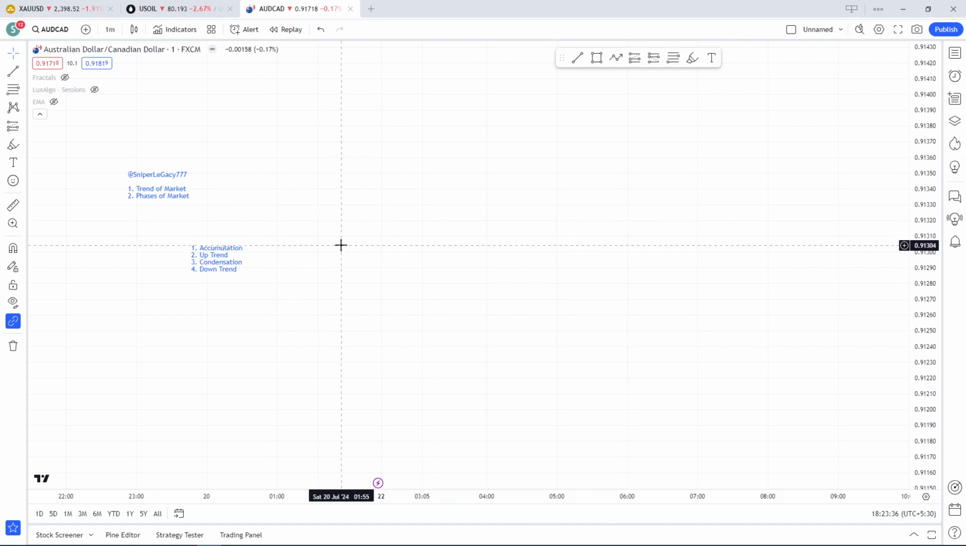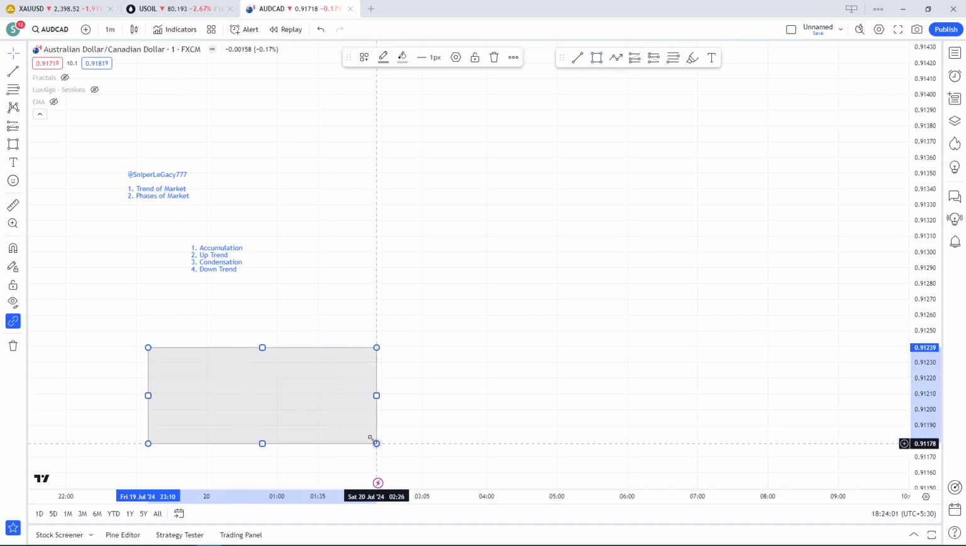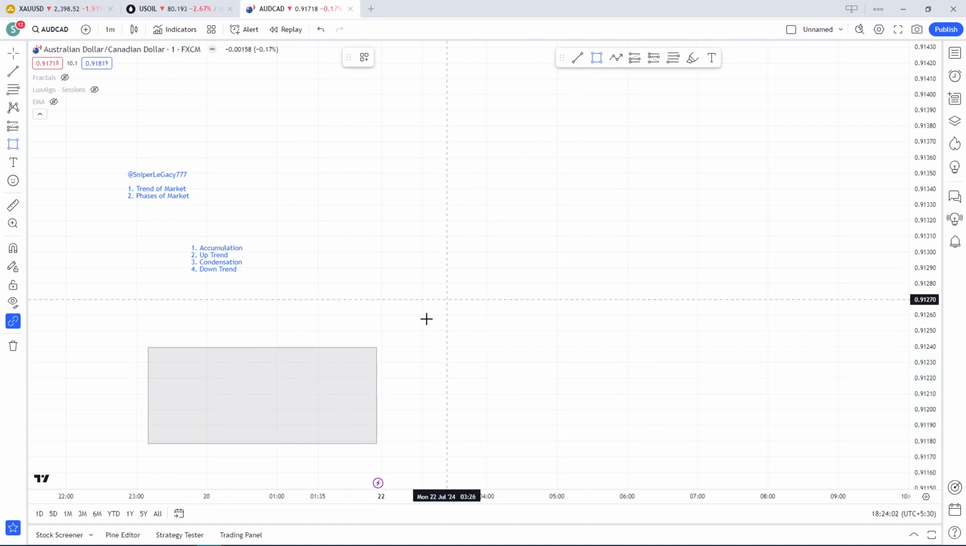And as I've already told you, this is not in order. Anything can happen. It can happen like uptrend, downtrend, condensation, accumulation, anything can happen. But for our better understanding, I'm going to explain the market in this order. So the first phase is the accumulation phase. I'm going to draw a rectangle for the accumulation phase.